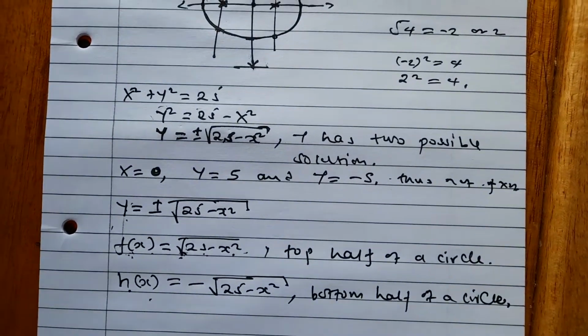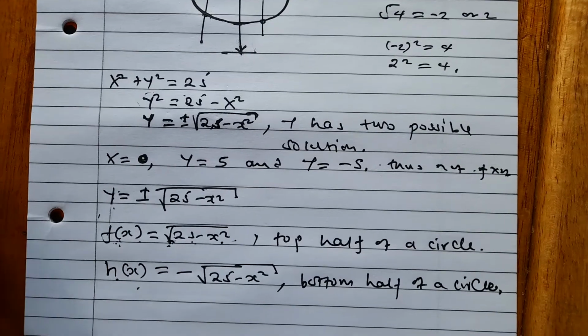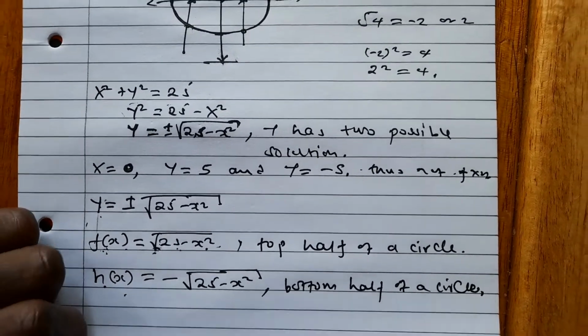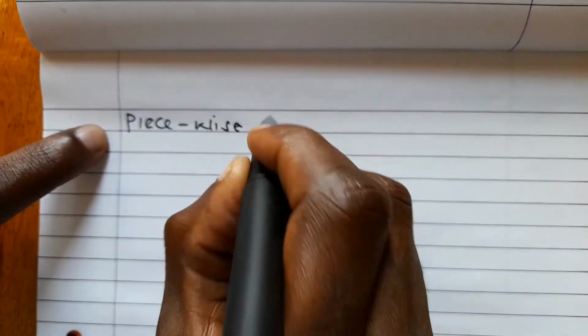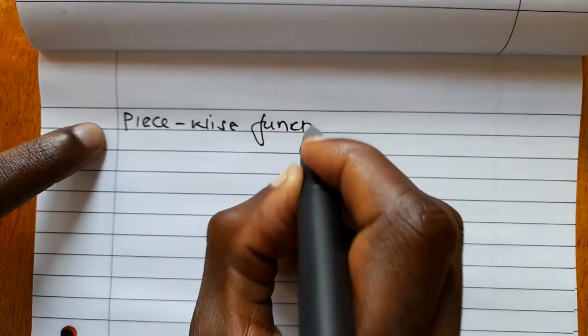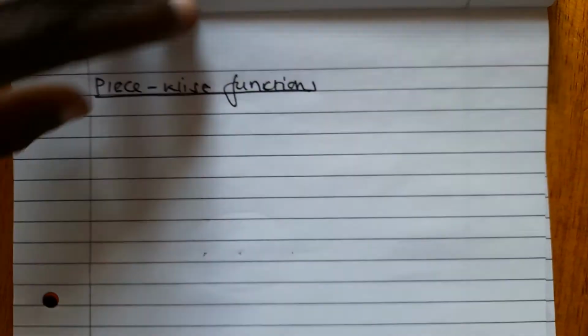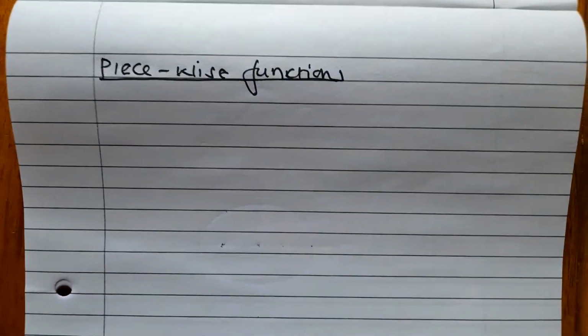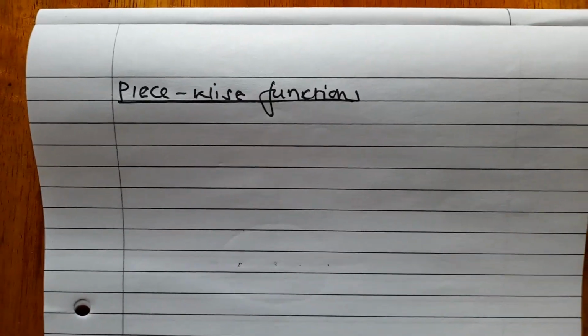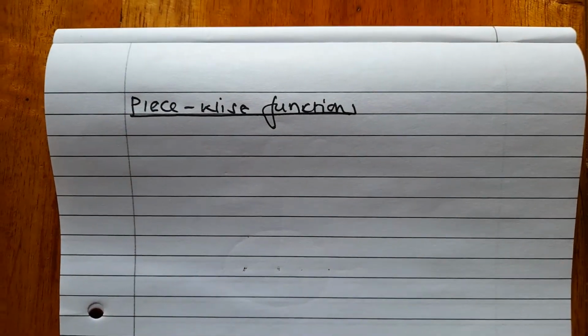What is remaining? We are going now to introduce what we call a piecewise function. What is a piecewise function? So we will be discussing piecewise functions. Basically, a piecewise function is a function that changes depending on the input value.